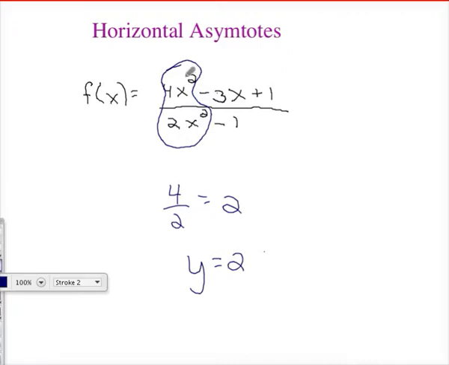That's it. So just look at whether they're the same. If it's x squared and x squared, or if it had been x cubed and x cubed, it's the leading coefficient. If it's got the same exponent, then just take the coefficients in front. And there you go: 4 over 2, y equals 2.